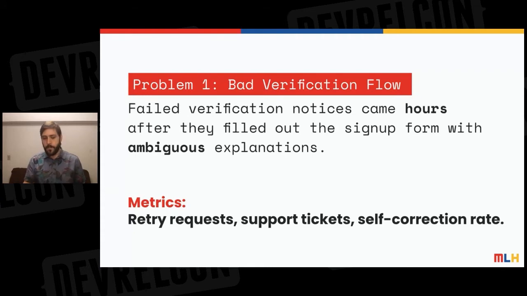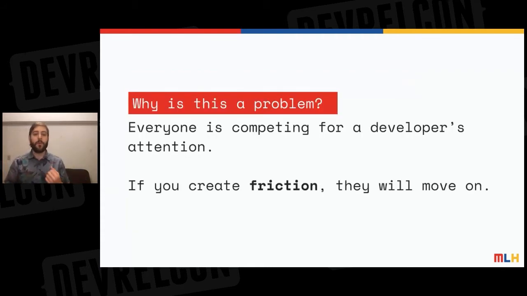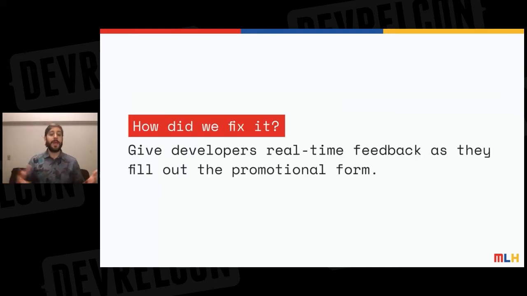And this is a huge problem because everyone is competing for a developer's attention. The more friction you have, the more likely they are to simply forget and move on, because there's a lot of different platforms out there. There's a lot of things to experiment with and limited time in the day. And so we set out to fix this by simply adding real-time feedback to the promotional form. It seems obvious in retrospect, but didn't exist at the time. As you filled it out, it would say, hey, you're using a Gmail. Maybe you should use an EDU email instead, things like that.